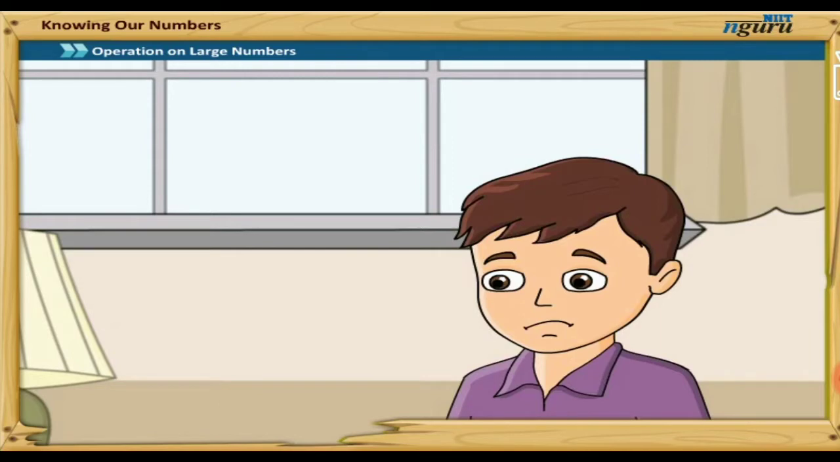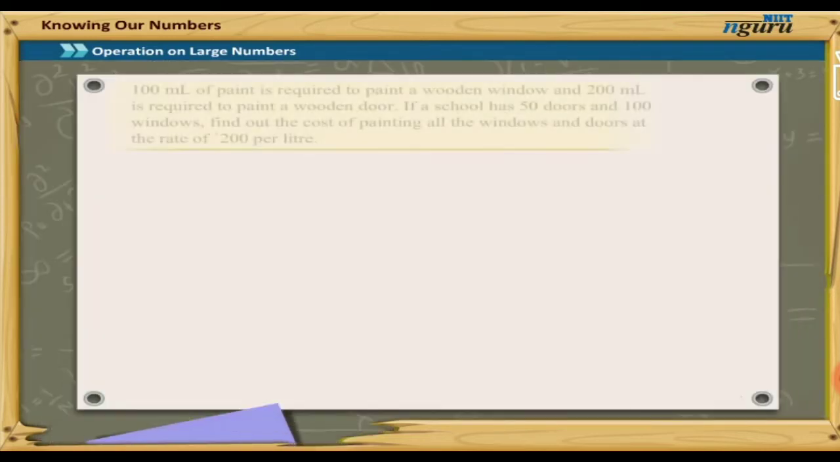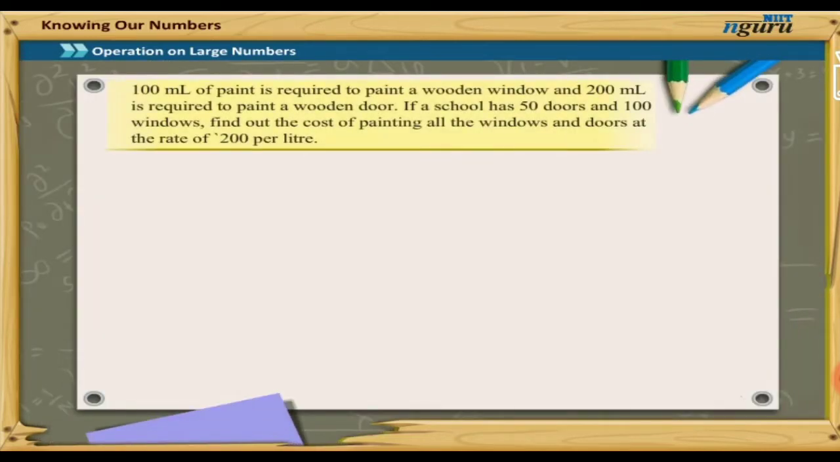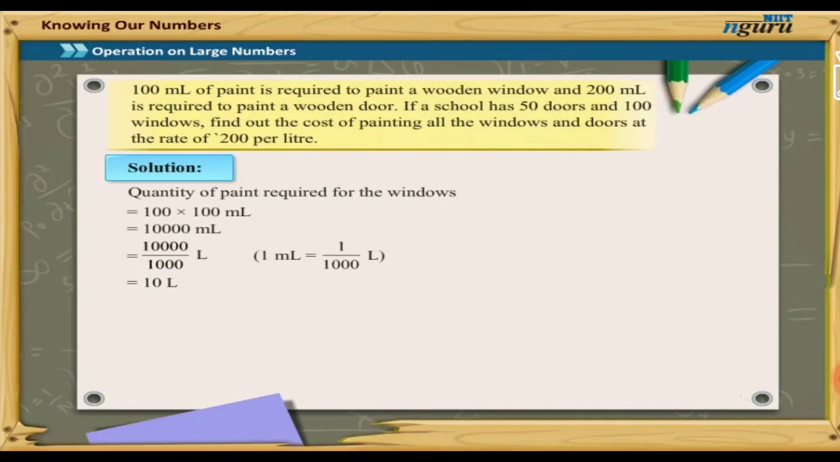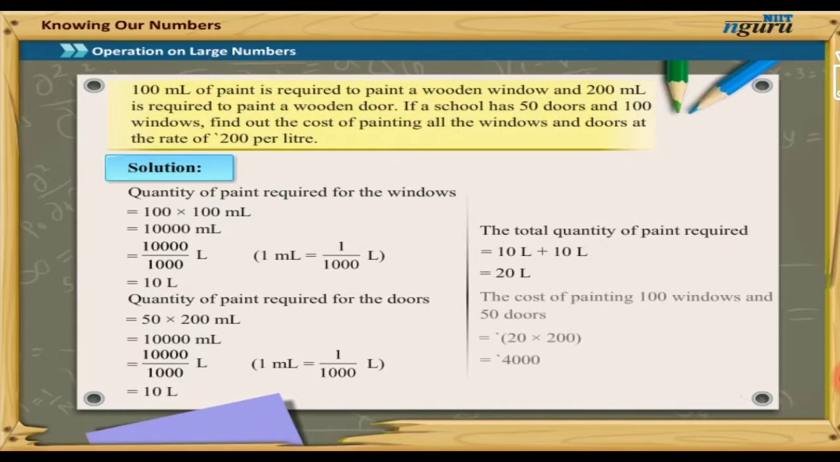Again, going back to the scenario, we can say that Sam's cousin drinks 2 liters of juice daily, as 2,000 milliliters is equal to 2 liters. We will now solve some problems based on the conversion of units of measurement of liquid. Let us find out the quantity of paint required for the windows. Then, let's find out the paint required for the doors. Therefore, the total paint required is 20 liters. So the cost of painting is 4,000 rupees.